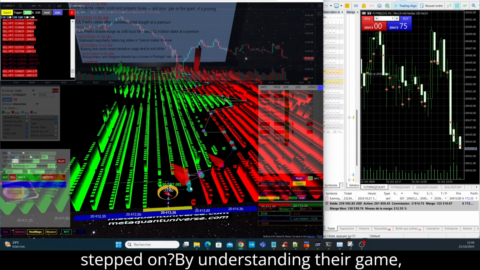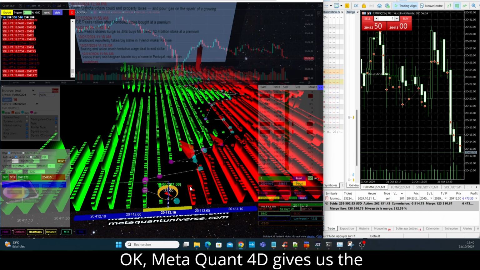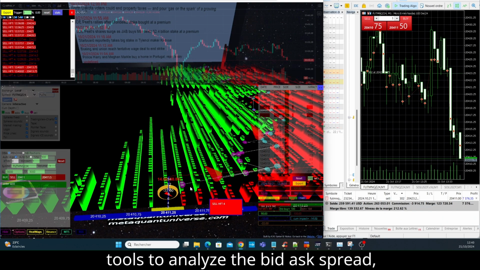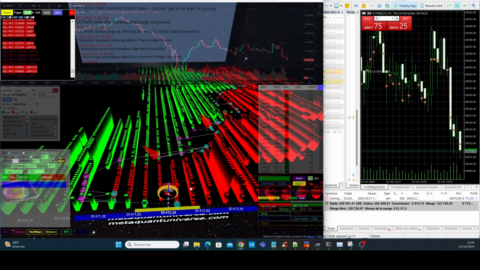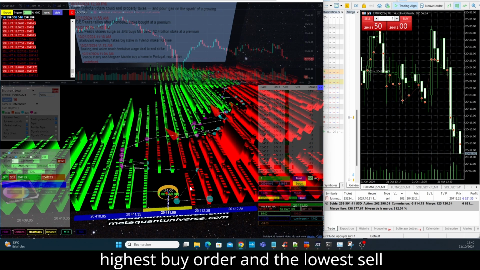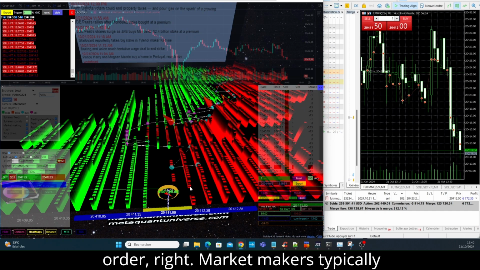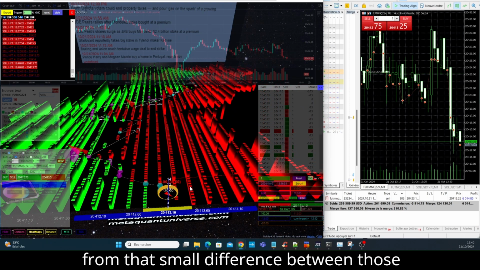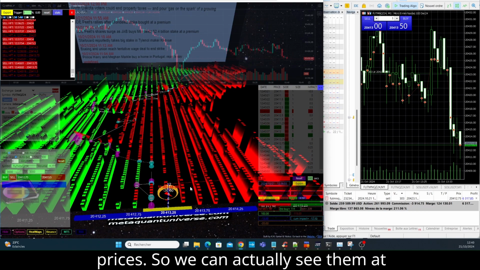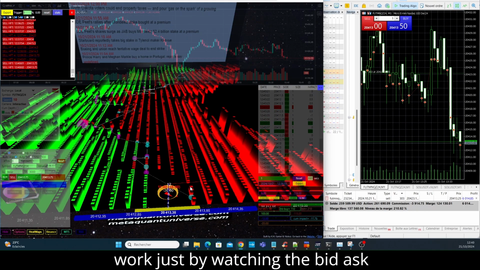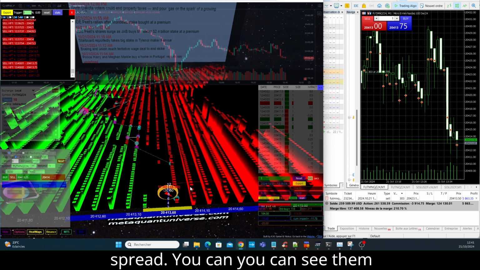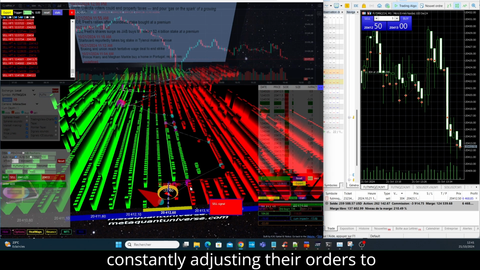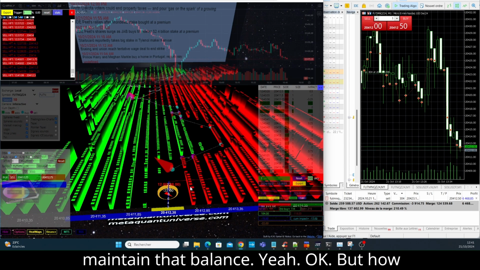By understanding their game. MetaQuant 4D gives us the tools to analyze the bid-ask spread, which is the difference between the highest buy order and the lowest sell order. Market makers typically maintain a tight spread. They profit from that small difference between those prices. So we can actually see them at work just by watching the bid-ask spread. You can see them constantly adjusting their orders to maintain that balance.